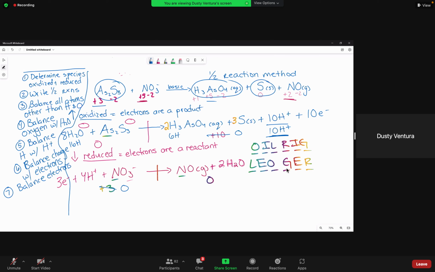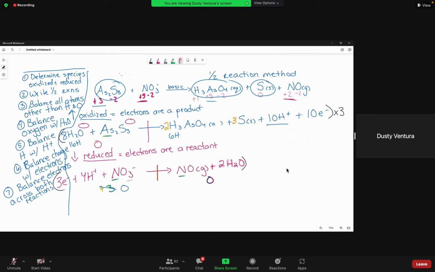All right, now we're gonna balance electrons across both reactions. And to do this, you multiply them by some factor that makes your electrons equal each other. So this can make things get kind of weird. So the top reaction, I need to multiply by 3. And the bottom reaction, I need to multiply by 10. Because I need my electrons to be the same.